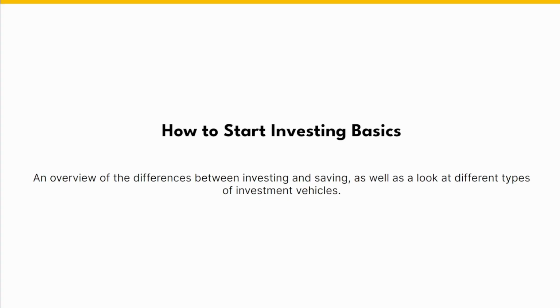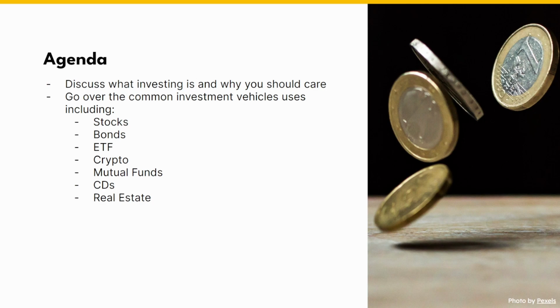So let's get started. How to start investing basics. We're going to be doing an overview of the differences between investing and savings, along with different types of investment vehicles. So here's the agenda today. For today, we're going to be discussing what investing is and why you should care. Go over the different investment vehicles, including stocks, bonds, ETF, crypto, mutual funds, CDs, and real estate.